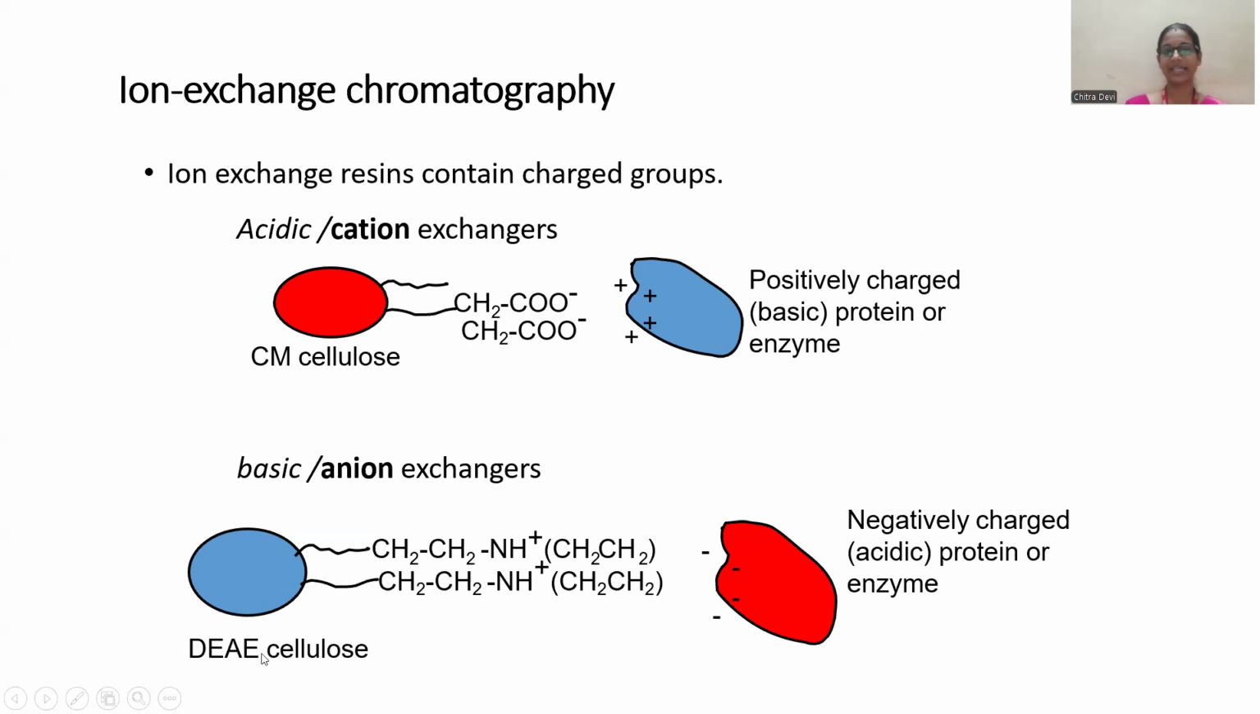The next one will be DEAE cellulose. That is DEAE, diethylaminoethyl. This compound will be attached to the cellulose, so it is called DEAE. Here it is a positively charged group, so it will attract negatively charged compounds. So this can be called an anion exchanger. So what is the target of interest? Which type of target of interest do we need to purify? According to that, we need to choose the exchange resin in the column chromatography.